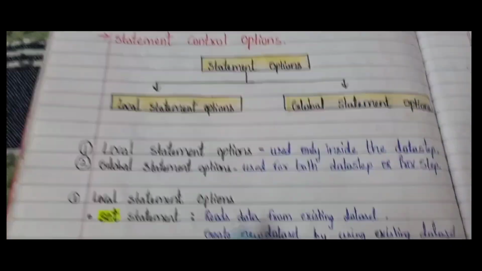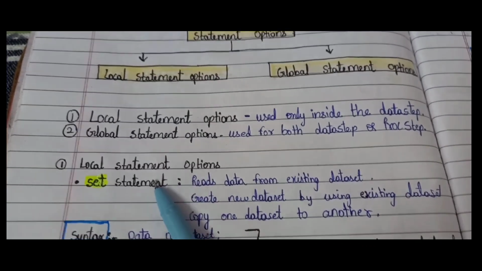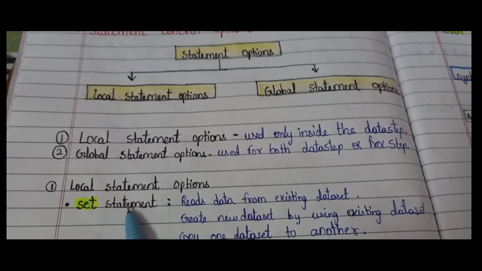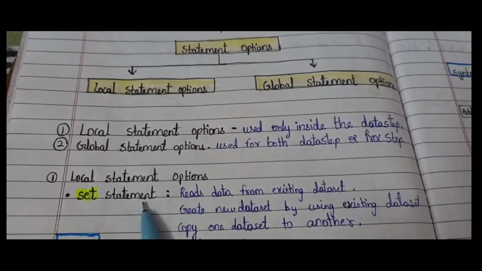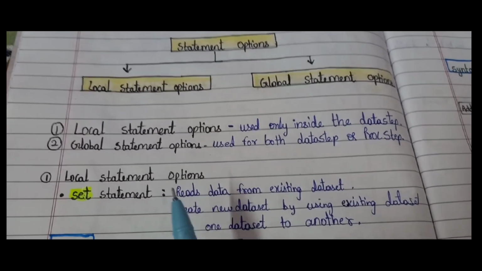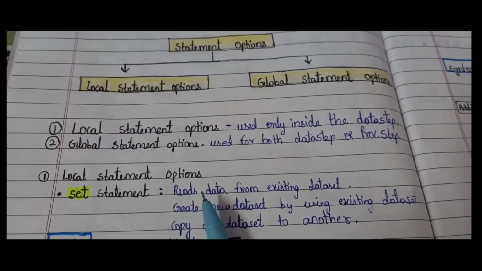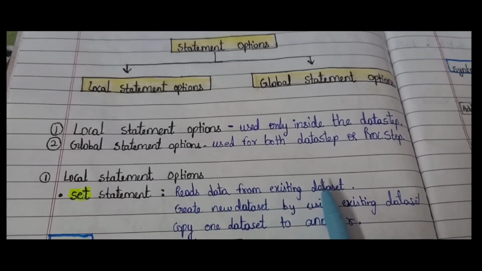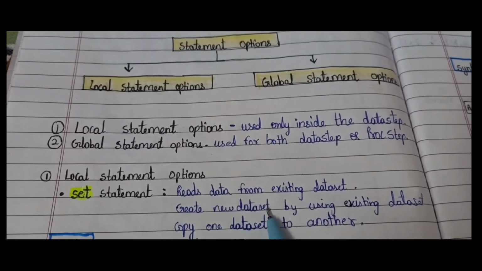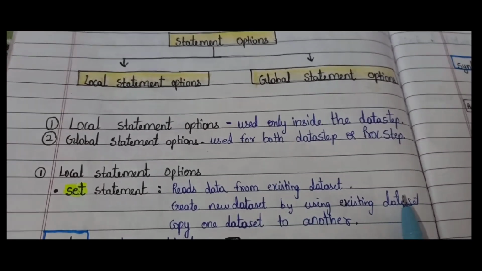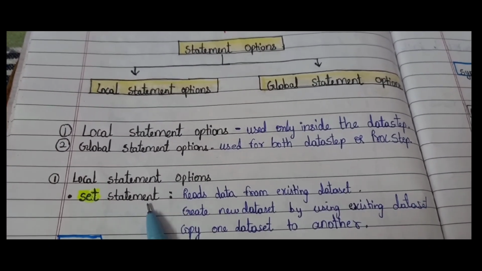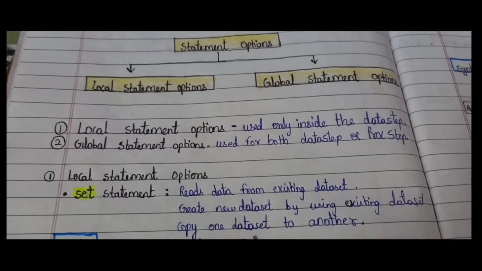So first, what local statements are there, we will see here clearly. In local statement options, we have the set statement. The set statement, as I have explained before, copies the data from one data set to another, or reads the data from an existing data set, or is used to create a new data set by using the existing data set. There are three ways to state the purpose of the set statement.